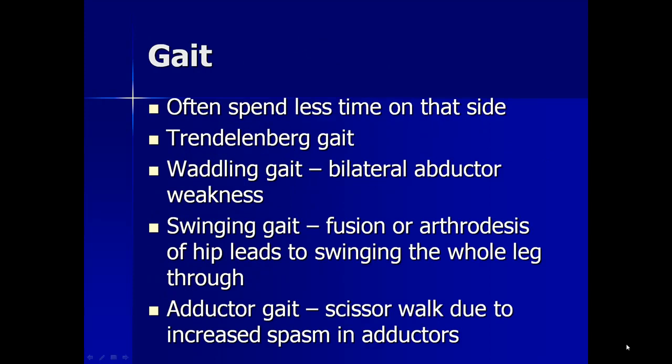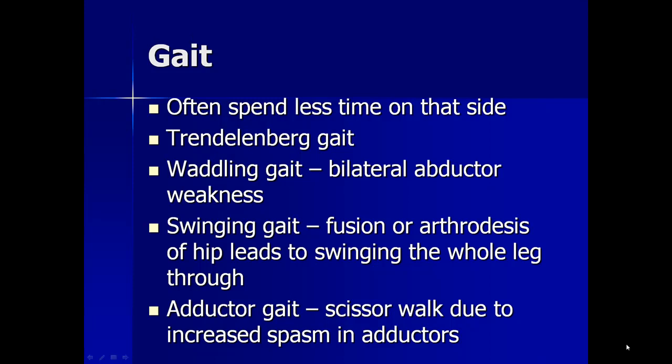Finally, for this section, we will consider gait. Gait is walking style, and with hip pathologies, you may see various types of gait styles. Some of the more common ones will be a gait style where people spend less time on the pathological side. They may be demonstrating a Trendelenburg gait, and Trendelenburg is something that we'll consider later.